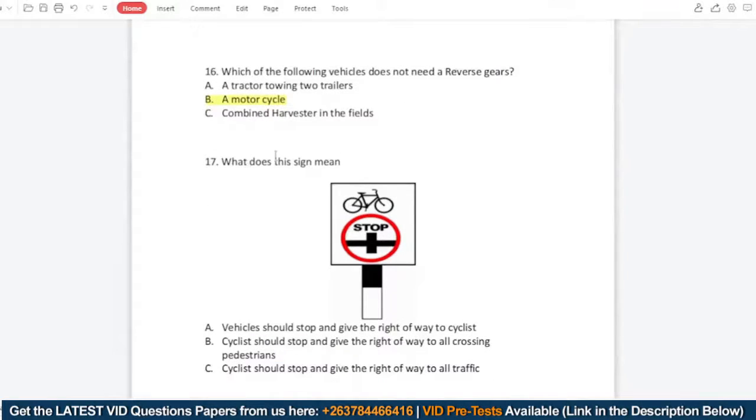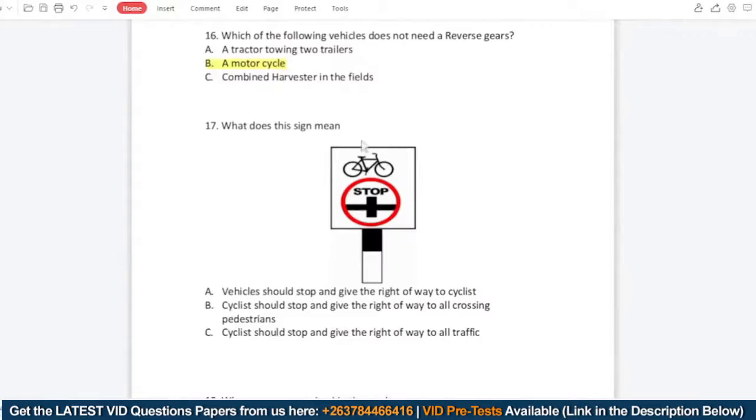Number 17. What does this sign mean? As you can see, we have a little bicycle here and a stop sign. Option A, vehicles should stop and give the right of way to cyclists. Option B, cyclists should stop and give the right of way to all crossing pedestrians. Option C, cyclists should stop and give the right of way to all traffic.